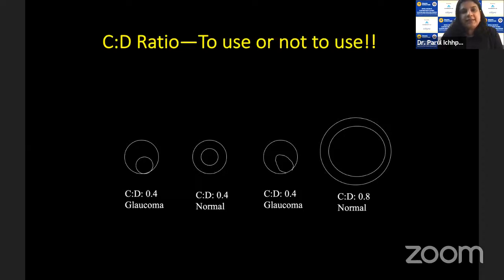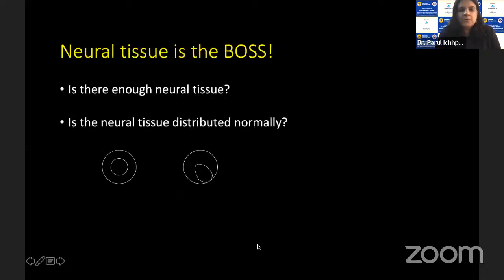So that is a healthy disc. But if I write 0.4 for this and it's assumed to be normal, then I'm missing major information about the neuroretinal rim. Similarly, a large cup does not mean that there is disease. A 0.8 cup with a large disc is practically physiological. So the size of the cup and the disc and the health of the neuroretinal rim have to be kept in mind. As I mentioned, the neuroretinal tissue, the neural tissue, is the boss.